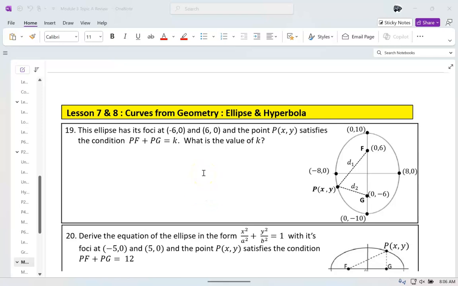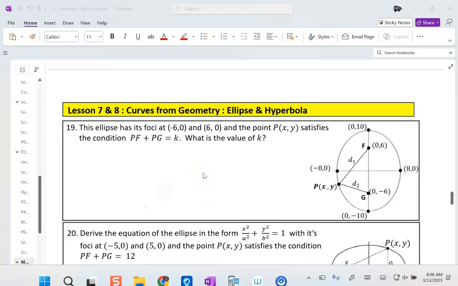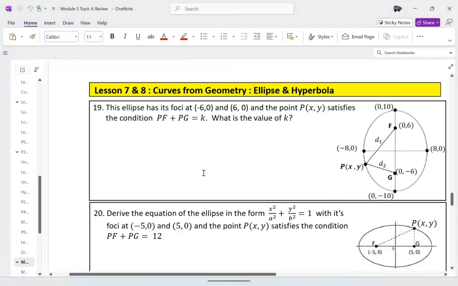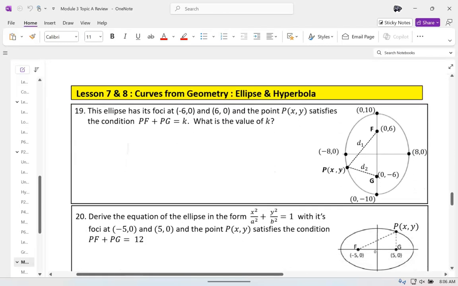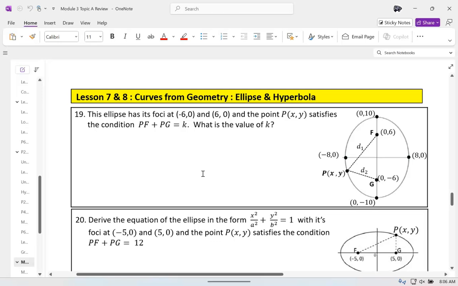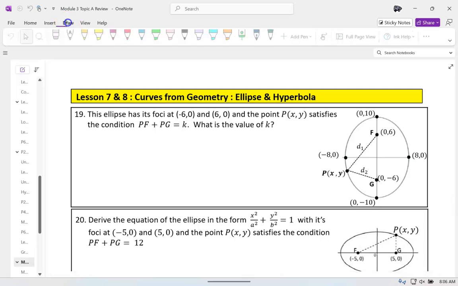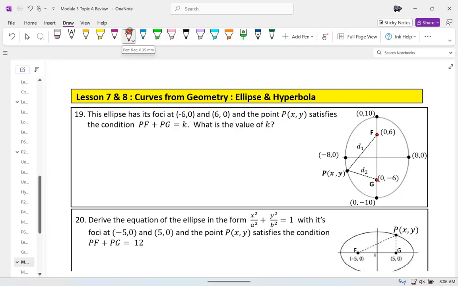All right, so you're given that the ellipse has its focal points at -6, 0. Okay, so that's on the x-axis. So here are our focal points. Okay, so this is our major axis. This is our minor. Okay. These are the focal points.